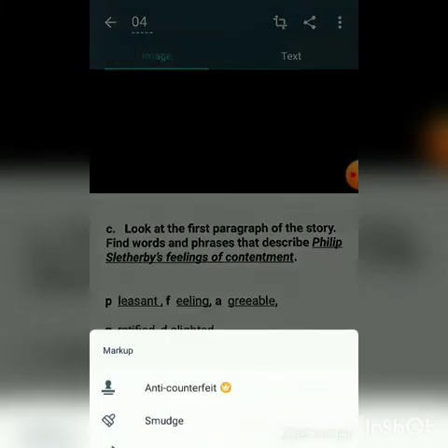Now this is the last exercise on page number 12, and this is the C part. Let's discuss that. Look at the first paragraph of the story. Find words and phrases that describe. तो ये words क्या होते हैं, simple एक word, जैसे water एक word है. Phrase क्या है, phrase is a group of 2 or 3 words, right? You know we have discussed this in our previous lectures as well. So that describe Philip Leatherby's feelings of contentment. Contentment का क्या मतलब है? You have to underline the word contentment in your book and write its meaning. इसका meaning है satisfaction. Contentment means to feel satisfied, or satisfaction.